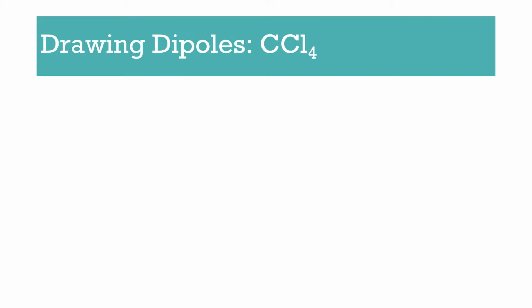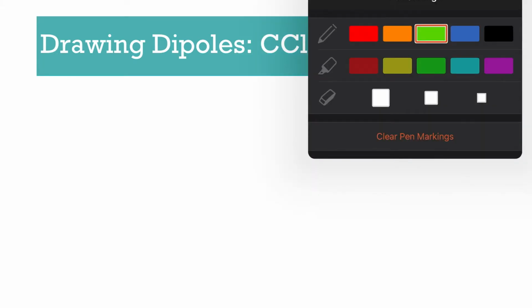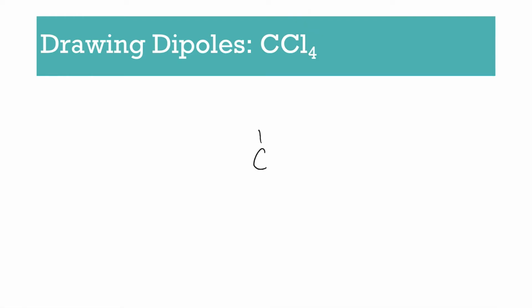Okay, and one last one, because we're going to revisit these compounds later on, is CCl4, which looks like this. Remember, all of these lone pair electrons are important. Oops, that looks weird.